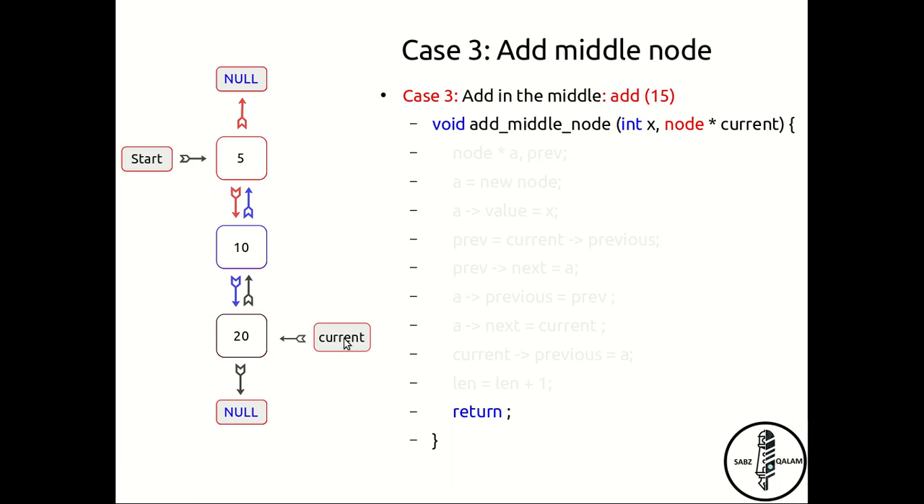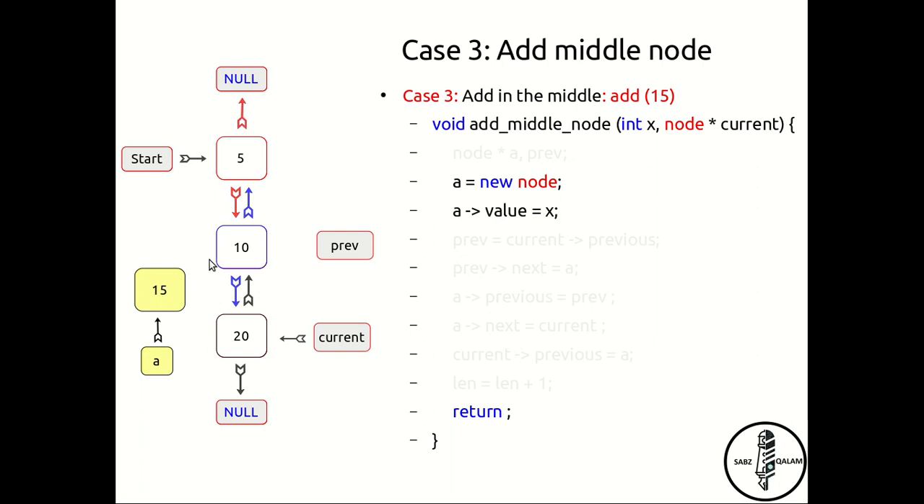Okay, so now we need not one but two pointers. One is A and one is previous. Now A is assigned a location in the memory which is a new node, and then the value that A points to is updated to the value x, which in our case right now is 15.